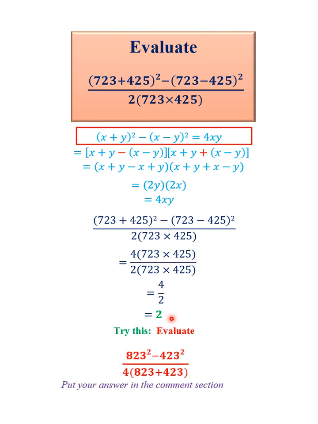If you did, then try this simple one here. Evaluate 823 squared minus 423 squared divided by 4 times 823 plus 423. Put your answer in the comment section.